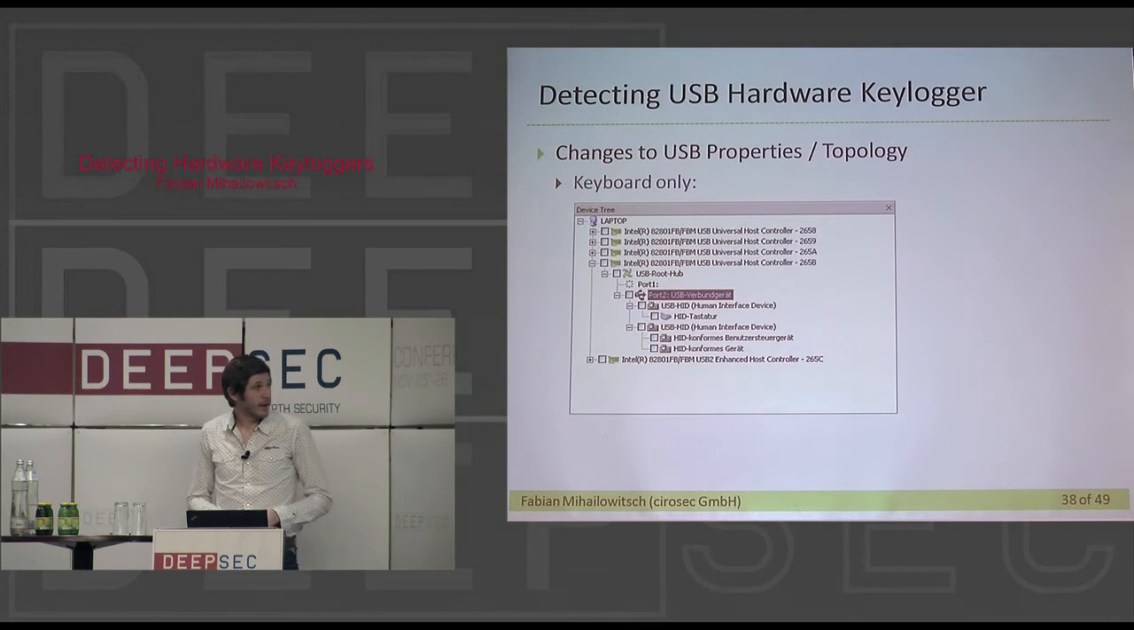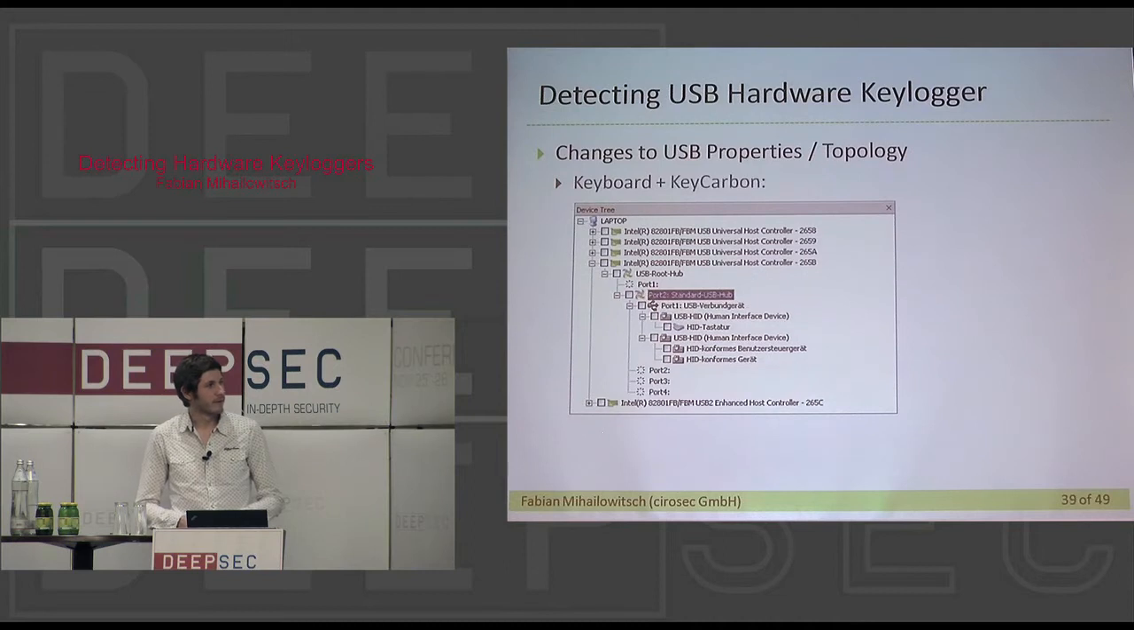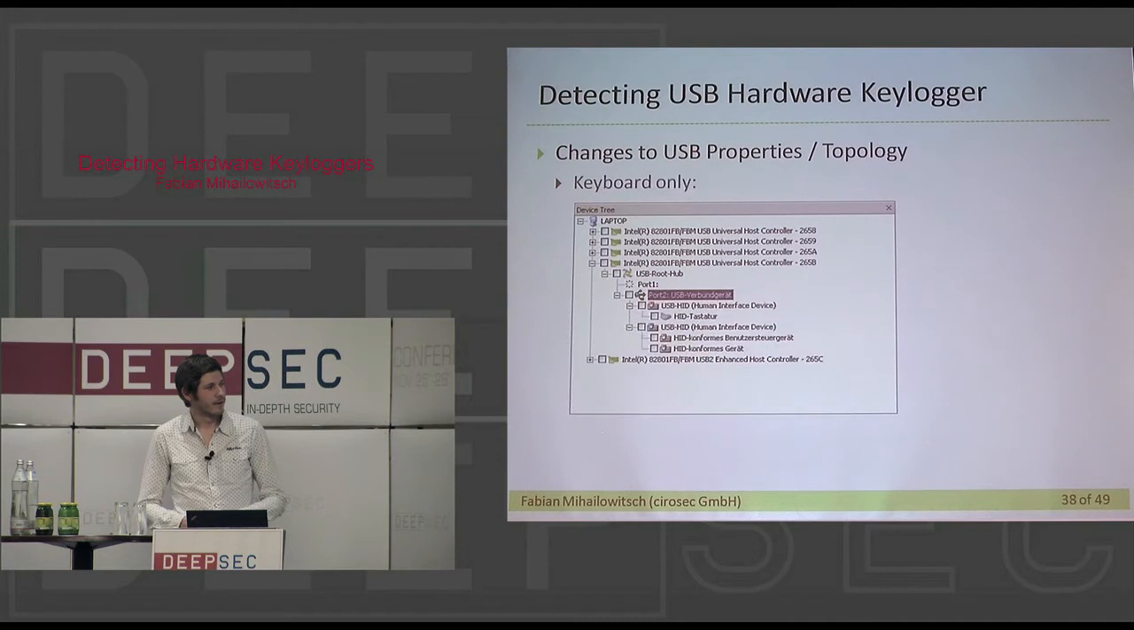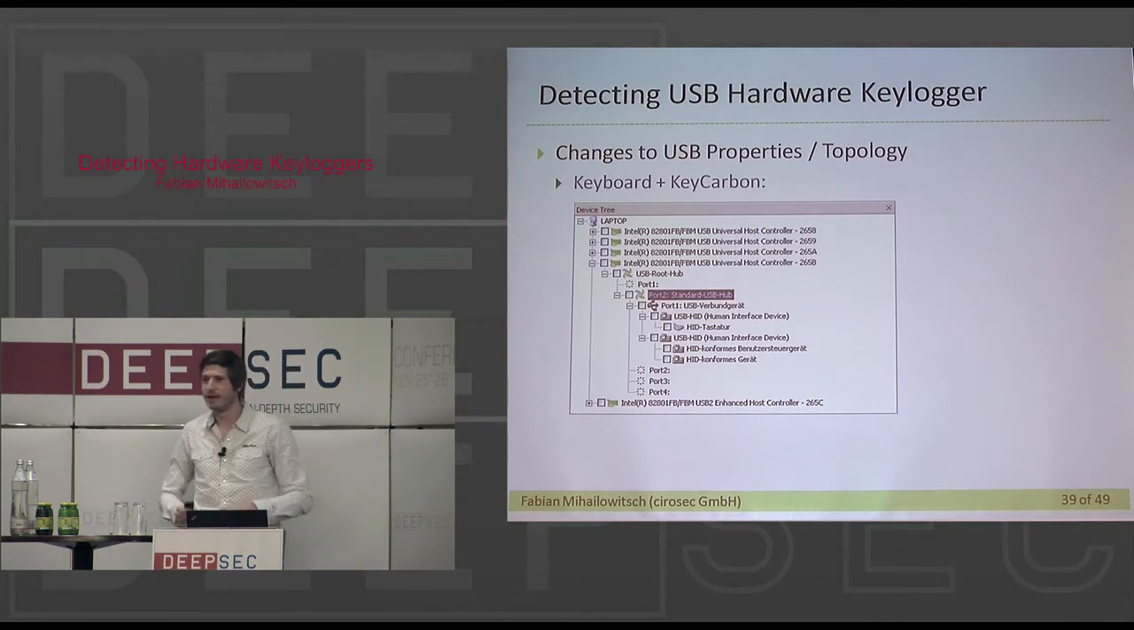The next thing, which is more obvious, are changes in USB properties and topology. That's how it looks for my notebook. We can see root hub. We have port 1, port 2, and on port 2, the keyboard is plugged in. Now, if we plug in a keylogger, it looks like that. Did you see it? The KeyCarbon. What actually happens? On port 2, it places a USB hub with 4 ports and plugs my keyboard into port 1. So it just introduced a new hub.